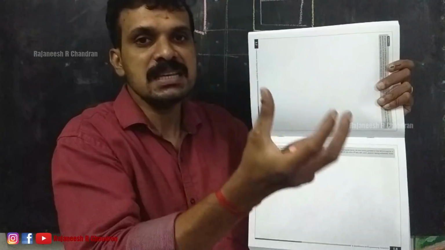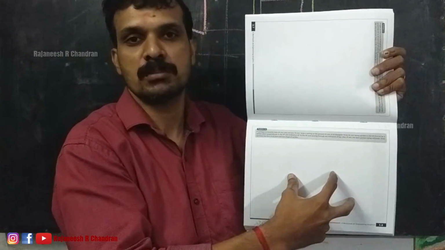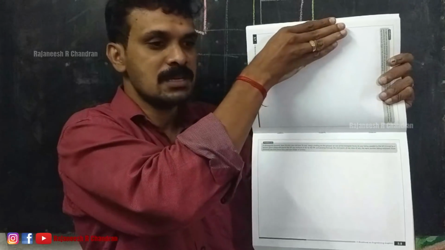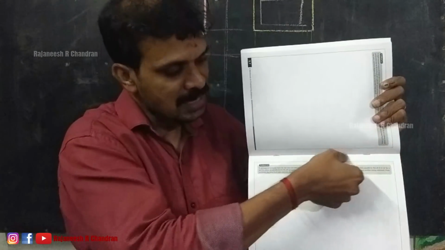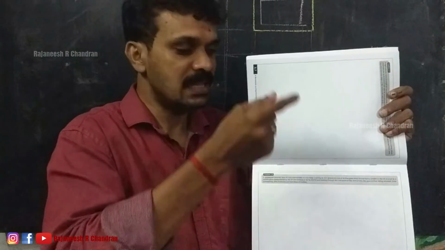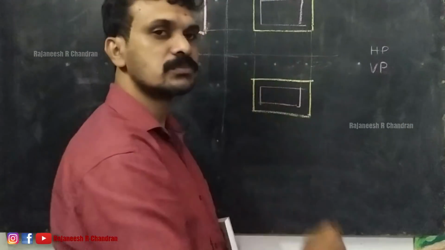So we can easily say that this is the front view, or the image on the vertical plane, and this is the image on the horizontal plane, right? But there is also a problem. See, now this is a single plane. So how can we differentiate this vertical plane from the horizontal plane? For that, see, there is a line. This line is known as the XY line or reference line. That line differentiates the horizontal plane from the vertical plane.